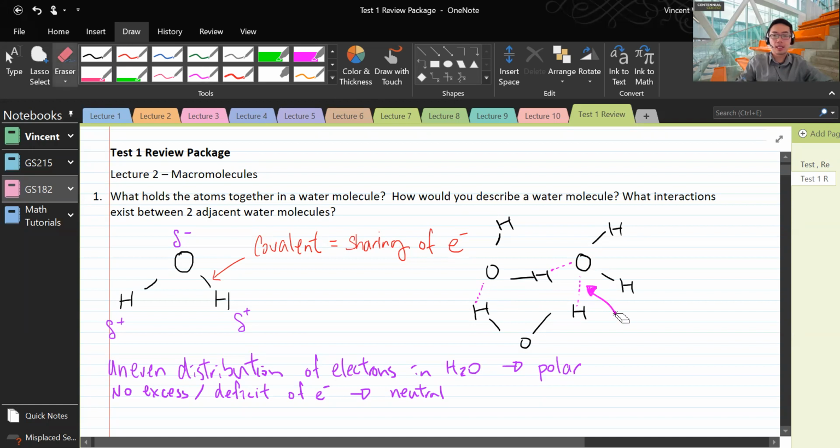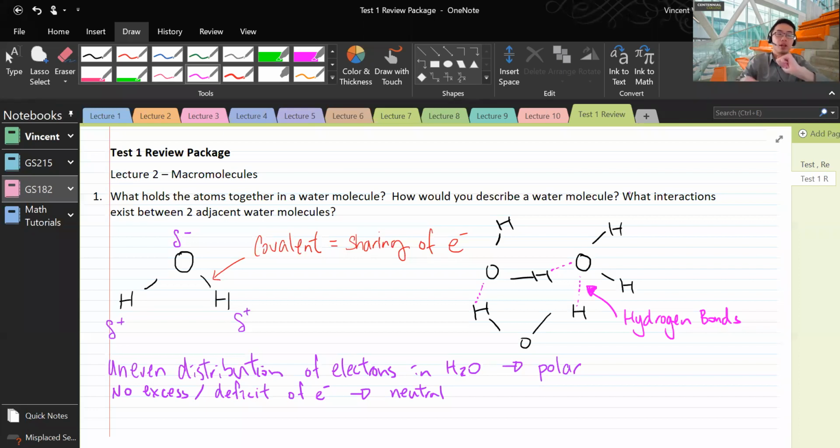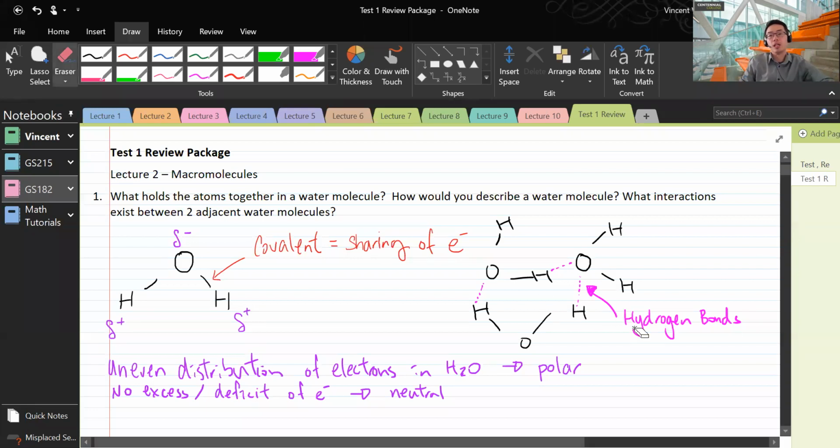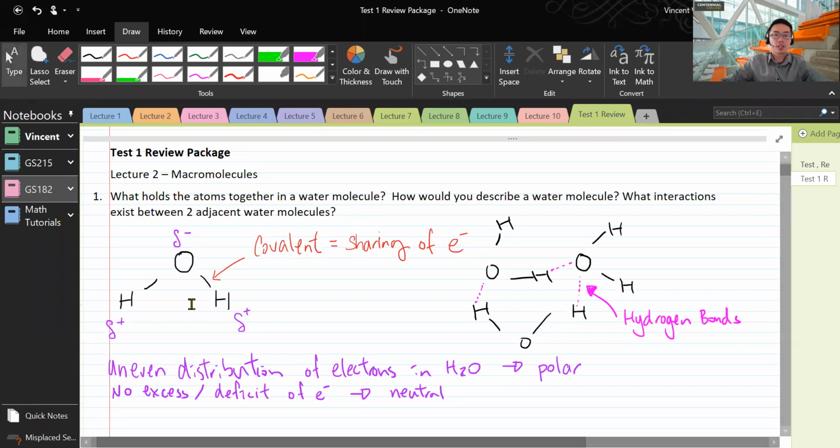Adriana said hydrogen bonding. That's correct. So these are hydrogen bonds. Okay. Not ionic bond. Ionic bond is when you have a metal and a non-metal that connects together, like a sodium and a chlorine come together, then you have an ionic bond, right? These are interactions between molecules rather than within a molecule. Okay, next question.